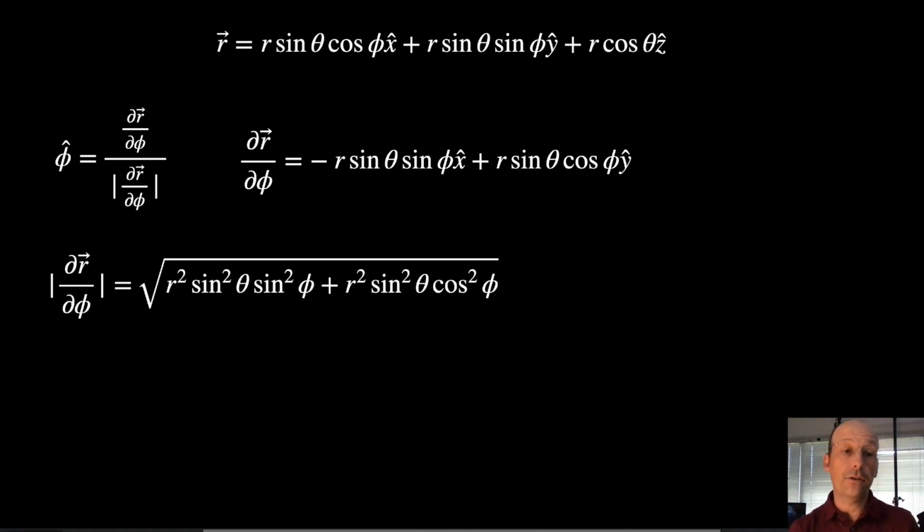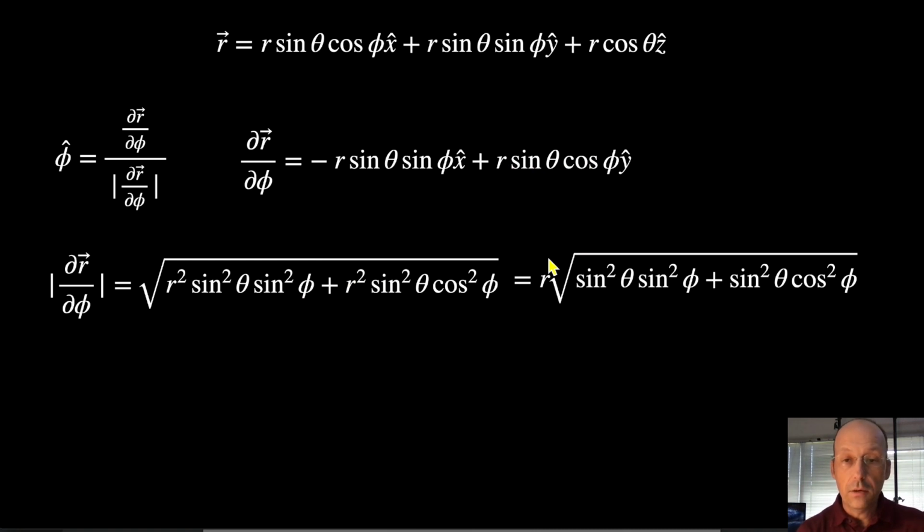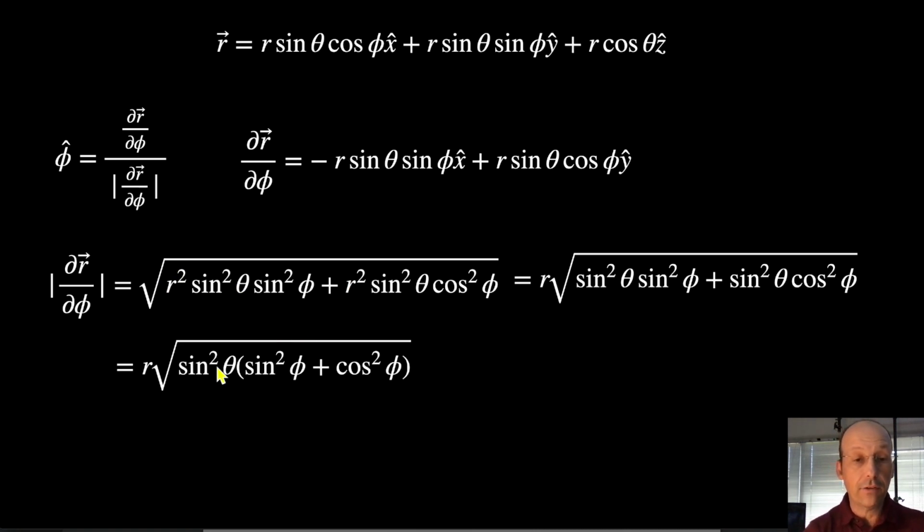So now let's find the magnitude. I'm going to take this squared plus that squared. The negative sign goes away. R squared sine squared theta sine squared phi plus r squared sine squared theta cosine squared phi. They both have an r squared, so I pull that out of the radical. Then I can factor out a sine squared theta, so I get sine squared phi plus cosine squared phi, which is 1, and the square root of sine squared is just sine, so I get r sine theta. So the magnitude is r sine theta.